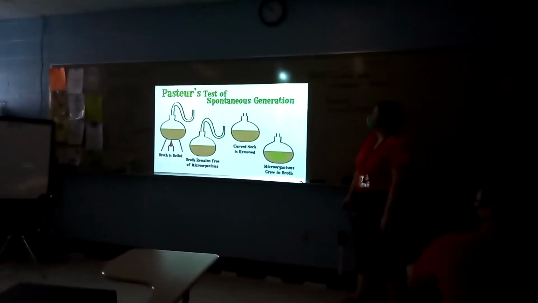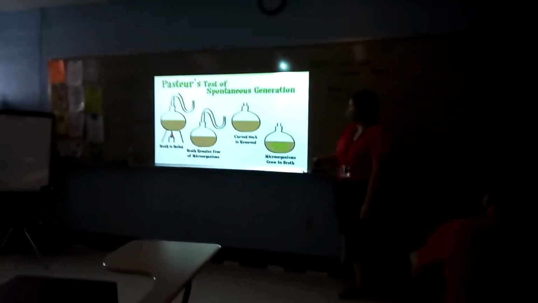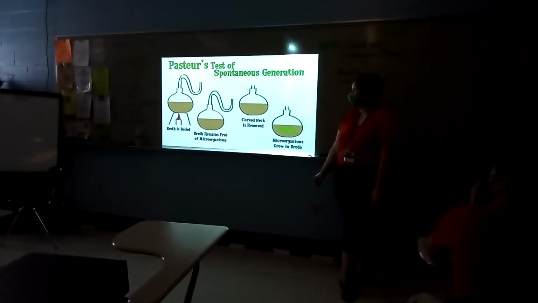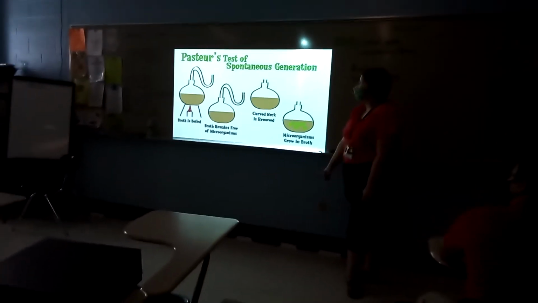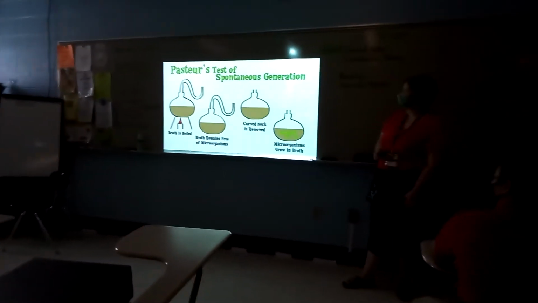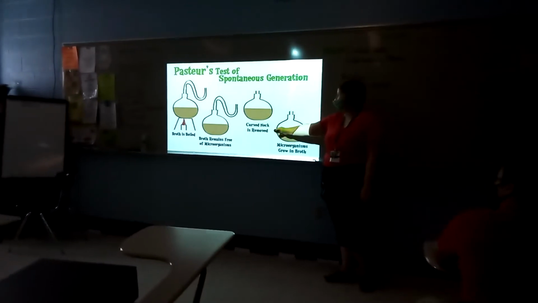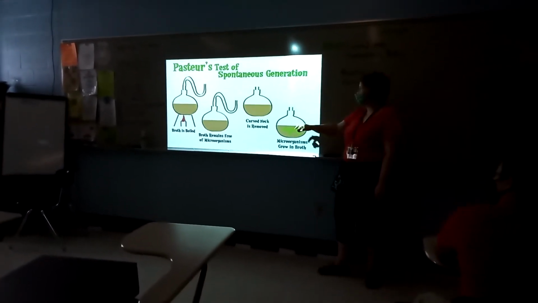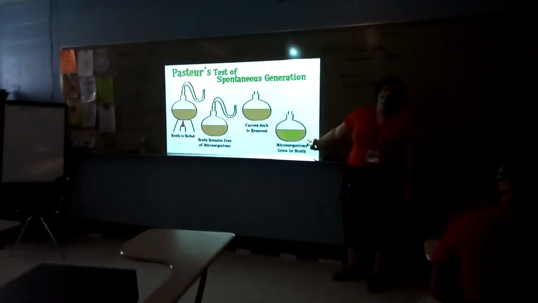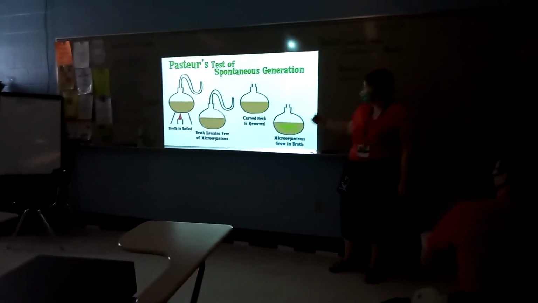Okay, so here is just another illustration of his experiment. You have your swan neck flask, the broth gets boiled, it kills the bacteria. The broth remains free, so obviously the bacteria are not coming from the air. He did eventually break off the curved neck, which allowed bacteria to get in from the top, and then the microorganisms started growing in the broth.